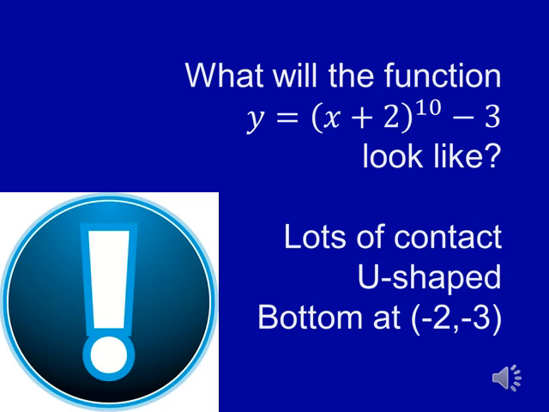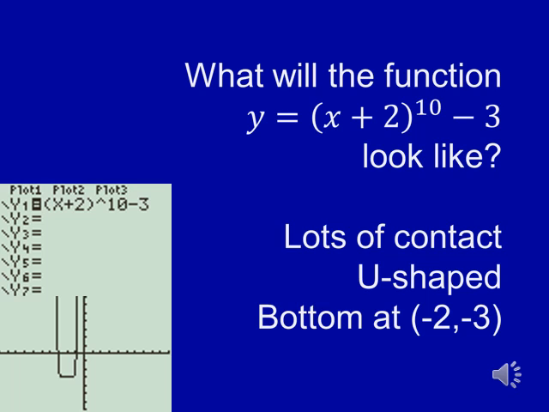And it's actually going to go up pretty steeply and be pretty flat at the bottom. And this time the bottom of that U will be at the point -2, the opposite of what's in parentheses, and -3 from what's at the end. Here you can see that graph, and all those things I just said are true. U-shape that's flat at the bottom and goes up fast, and again it moved to the left 2 and down 3.